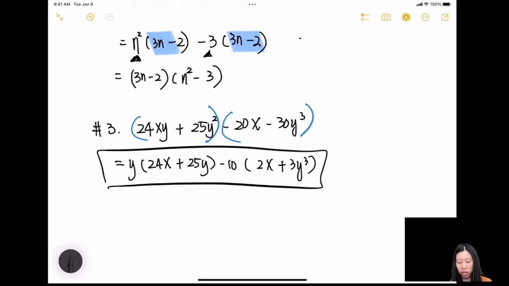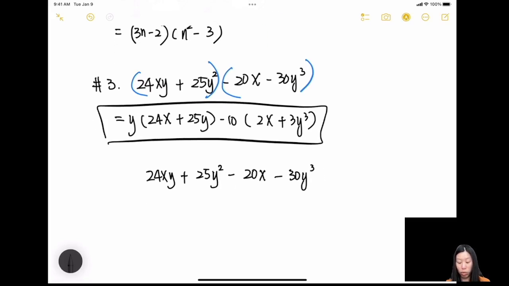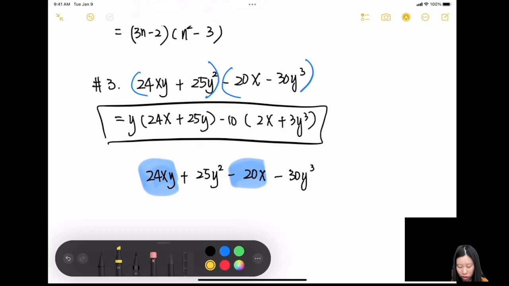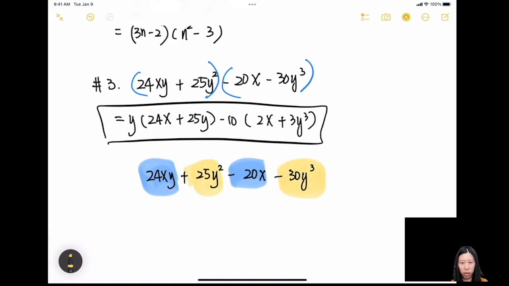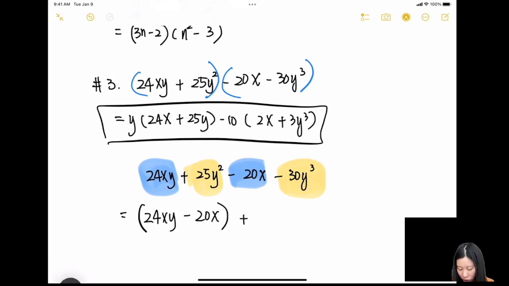What would you do? That means the way that you grouped these terms maybe is not the best way to group it. So now we try another way to group it. So we have 24xy plus 25y squared minus 20x minus 13y cubed. Now I'm going to try to group it just to see if they have common letters. What about I group this one, and then the other two, just like by the color. So I have 24xy minus 20x, one group. The other group would be 25y squared minus 13y cubed.